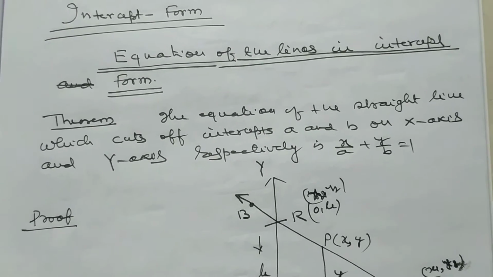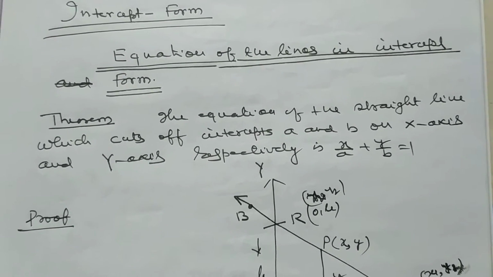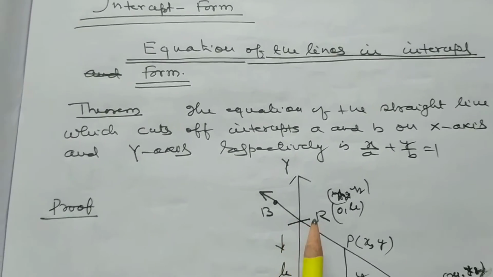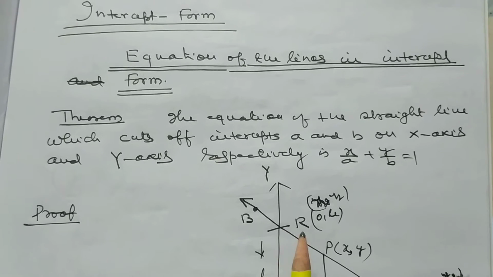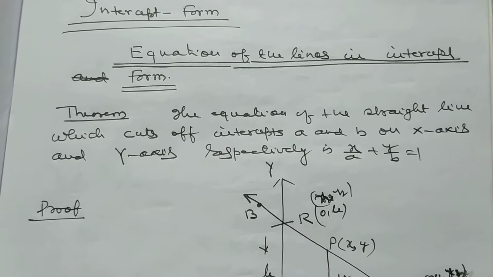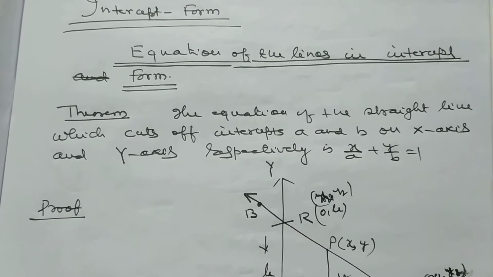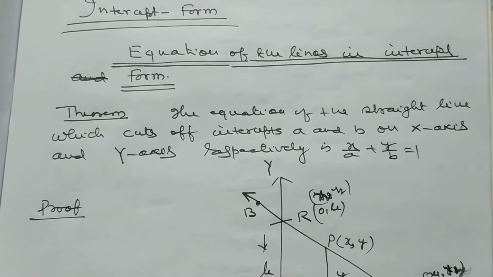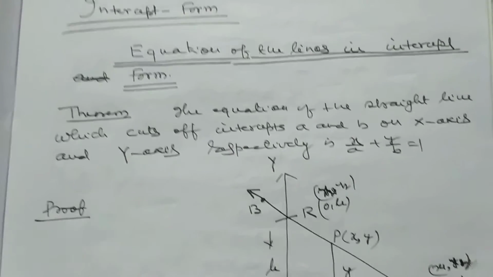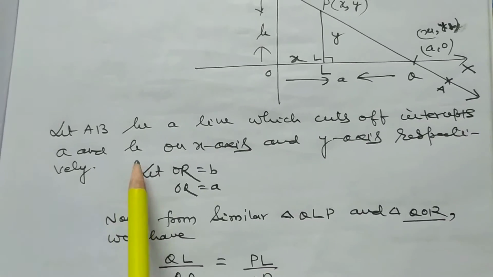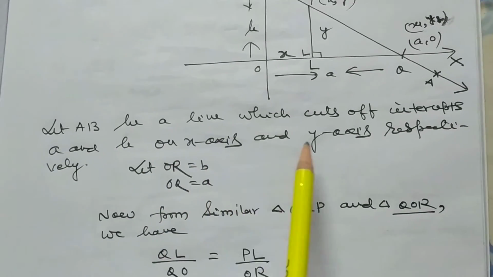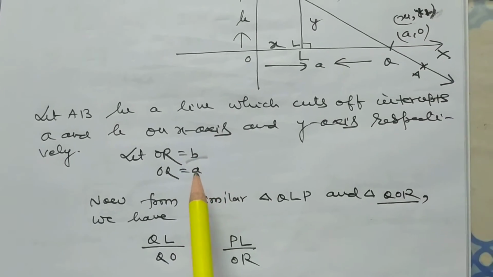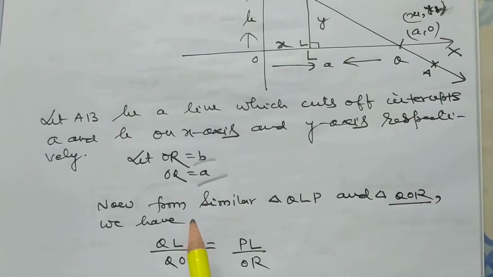AB is a line which makes an intercept OQ on the x-axis and an intercept OR, that is B, on the y-axis. Let AB be a line which cuts off intercepts A and B on the x-axis and y-axis respectively. Let OR is equal to B and OQ is equal to A.